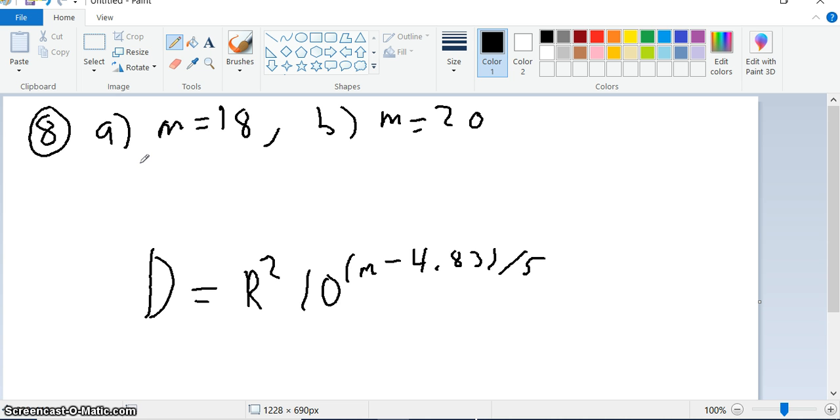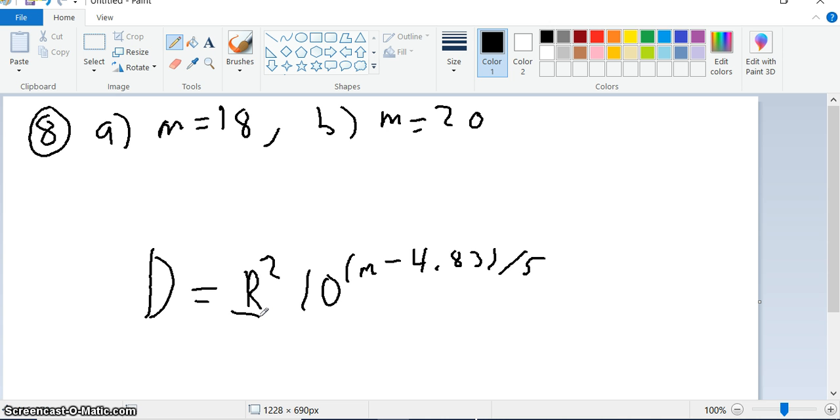All right, so here's problem number 8. Let me read it. It says, what is the maximum distance at which the brown dwarf in the previous problem, problem 7, remember the brown dwarf is 0.1 solar radii. That's really important for us. So in other words, this r here in this equation should be 0.1. Anyhow, let me continue to read it. The previous problem, observed by a telescope of limiting apparent magnitude of 18 and 20.